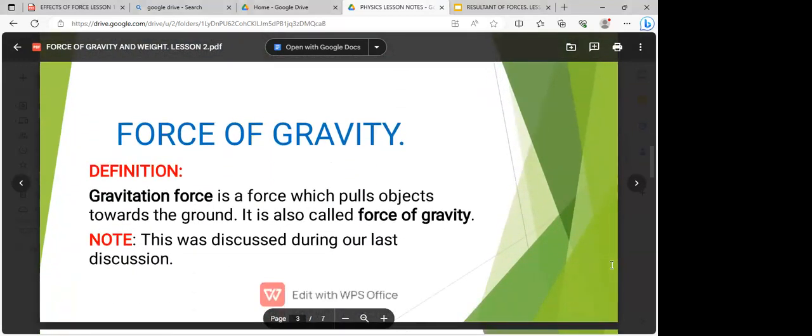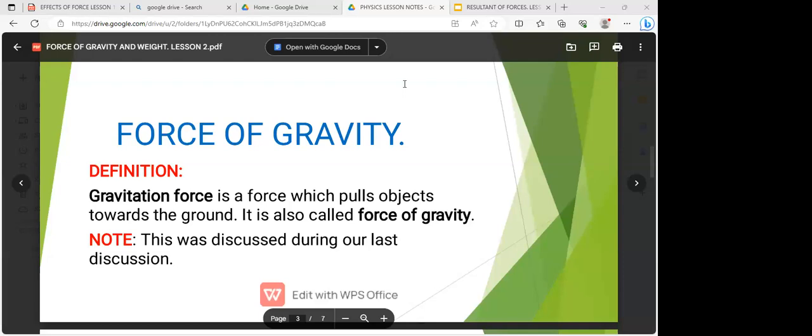Now, let us look at the definition for gravitation force. We have discussed that gravitation force is a non-contact force. And now we are defining it as a force which pulls objects towards the Earth's surface or towards the ground. A force which pulls objects towards the ground, which you can say towards the Earth's surface, is what we call gravitation force. Briefly, that is what we need to know. So it can also be called the force of gravity, or it can be called the gravitation force.